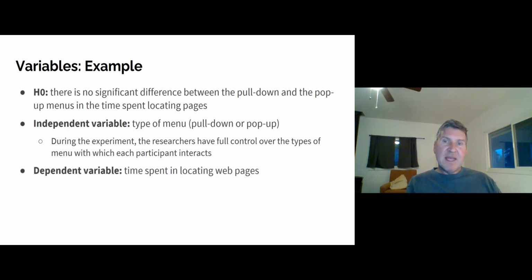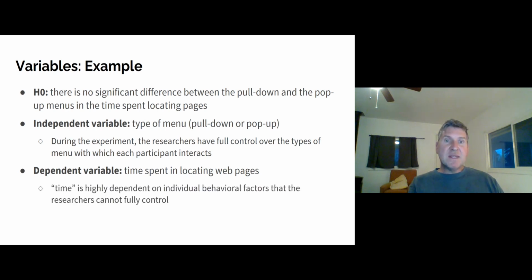The dependent variable is the time spent locating web pages, right? So that's what we're trying to determine as our output. And this outcome is our dependent variable. So time is dependent on what we have chosen for our independent variable, which is the pop-up or the pull-down menus. So the time that the participant or subject uses to do the task is not something that the researchers can fully control. It's really dependent on the subject's performance based on the independent variable.